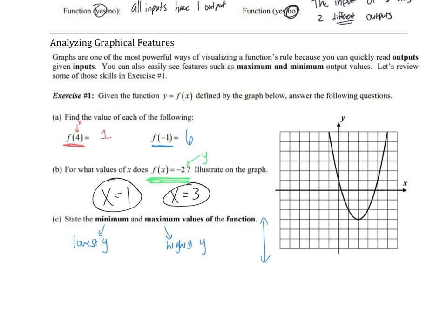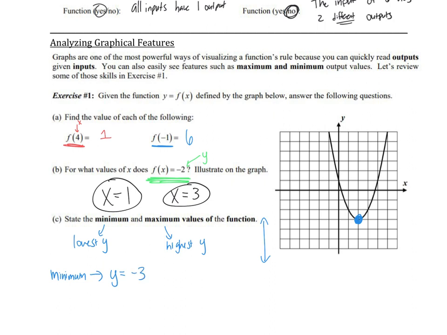So let's start with our minimum. Let's look at our graph. The minimum is going to be right here, where the graph is the lowest, right? So our minimum is going to be at y equals -3.